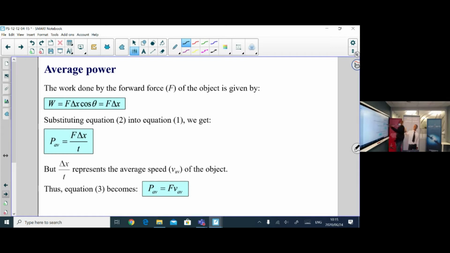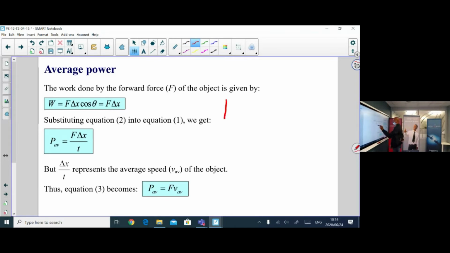That is why we have W is equal to F changing X cos theta is equal to F changing X. That is the displacement and the force. That is the product of the force applied and the displacement. What we are going to do now, you have to substitute equation 2 into equation 1. Okay, we get the following. Which one is equation 1? Let me show you the equation that we have.